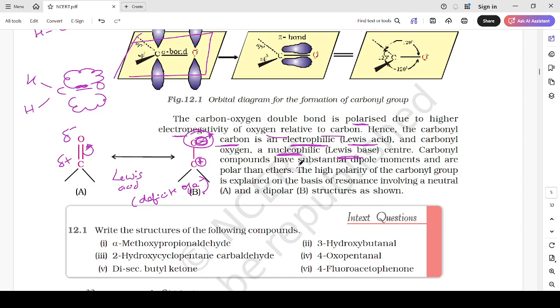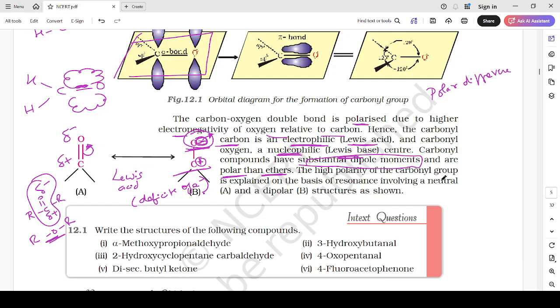Carbonyl compounds have substantial dipole moments. What do you mean by dipole moment? Polarity difference. You can see this is positive, this is negative. And they are more polar than ethers, very important. I have RCOR, and I have ROR. Here this is substantially positive, this is negative. So they have very good polarity compared to ethers.